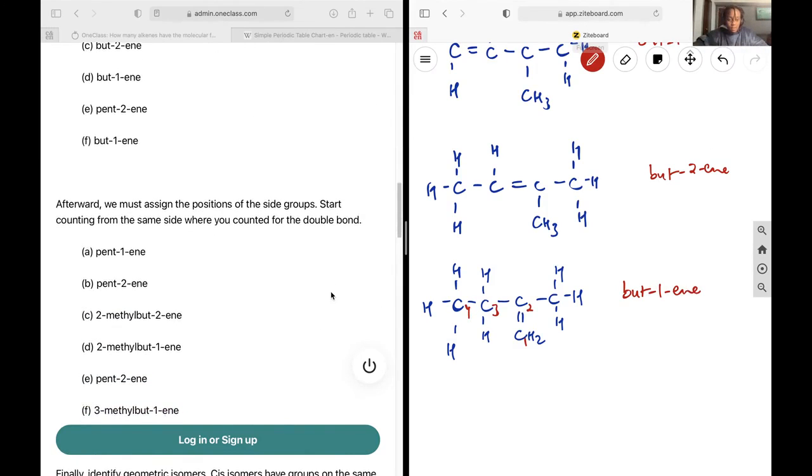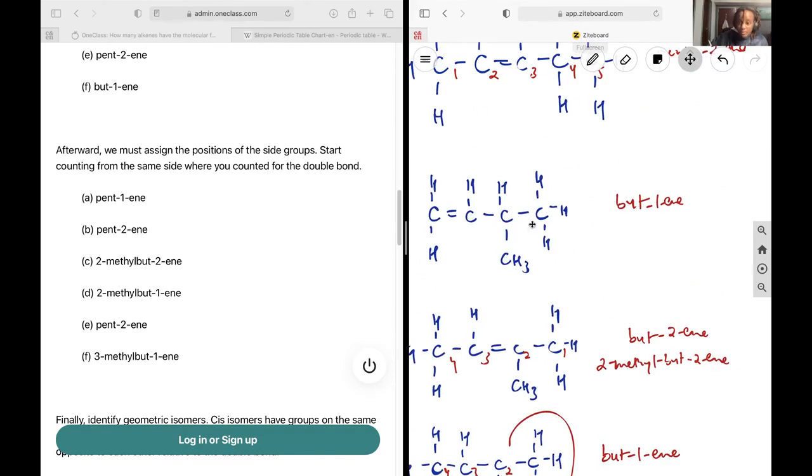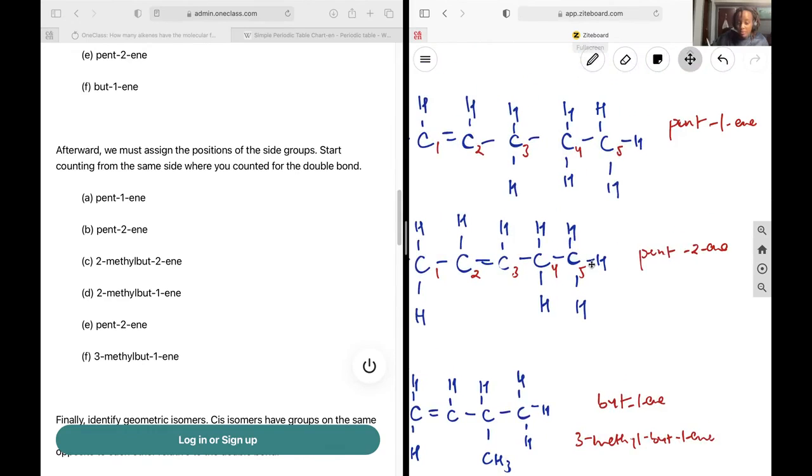Okay, next up, I want to assign positions for my side groups. And so here, we can begin counting this way. I have my methyl on carbon 2 because this is my methyl group. And so this will be 2-methylbut-1-ene. Okay, here, if I label them for you, my methyl group is on carbon 2. So this will be 2-methylbut-2-ene. Next up, here I have my methyl group on 1, 2, 3, so carbon 3. So this will be 3-methylbut-1-ene. I don't have any methyl groups on the others. Okay.